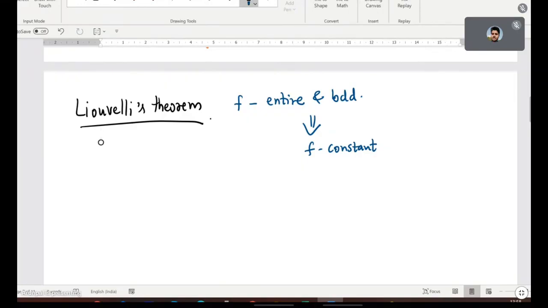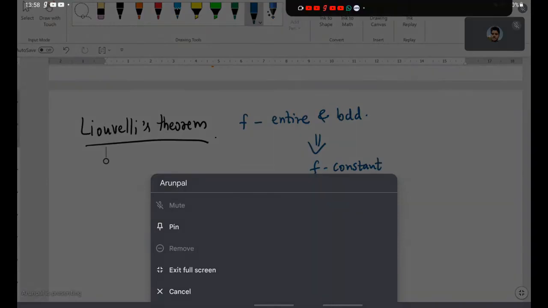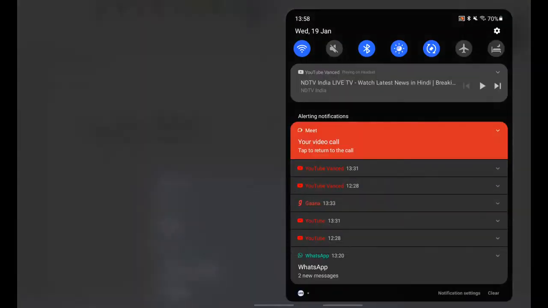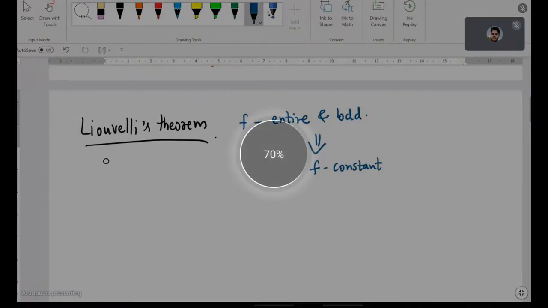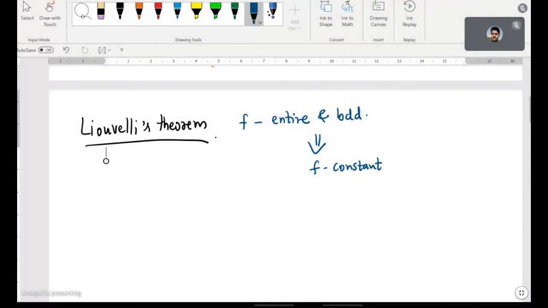Class, take a note. There is no theorem parallel to this theorem for real valued functions. You may have a real valued function which is differentiable on the whole of real line, which is bounded and is not constant. Can someone tell me such a function? Sin x. Very good, sin x, very easy.